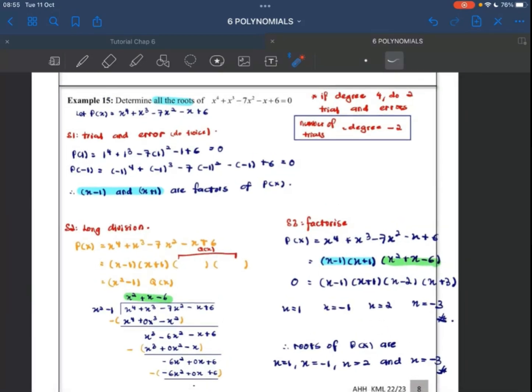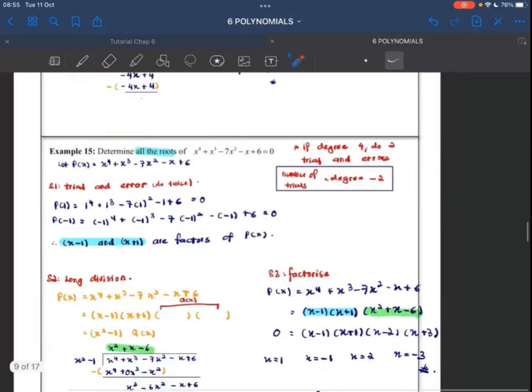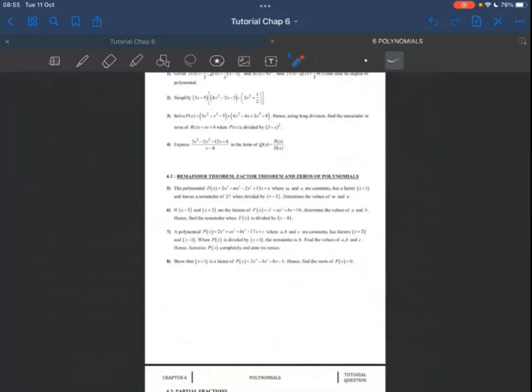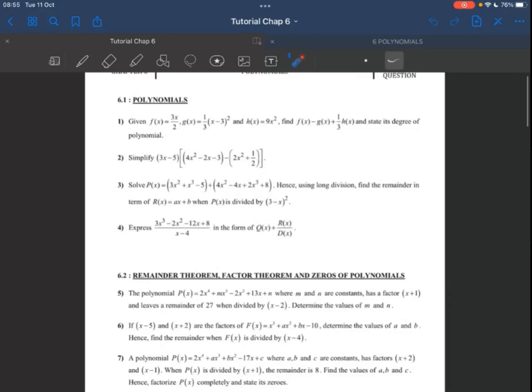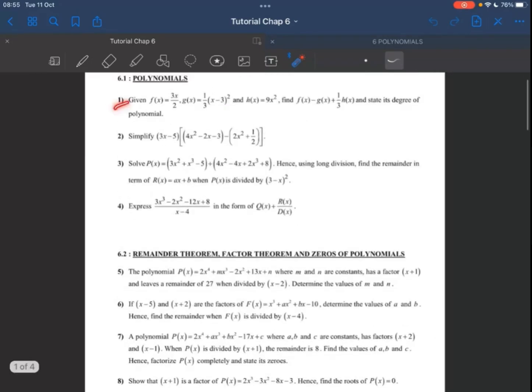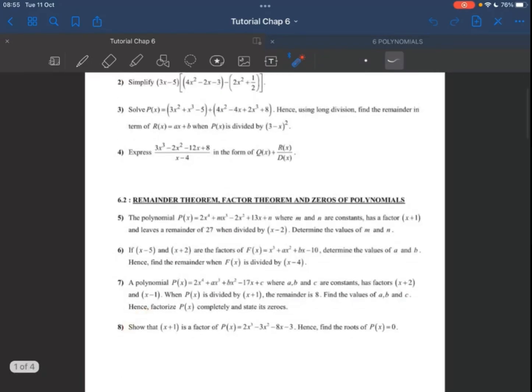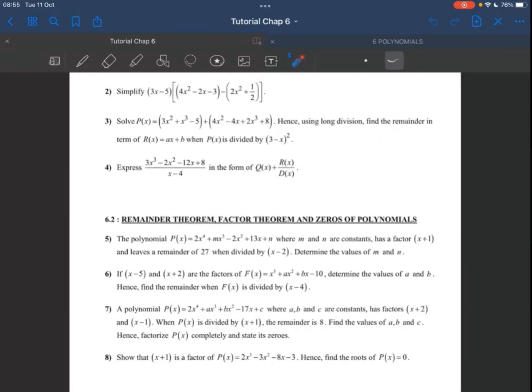Clear? Can you understand? Okay. Alright. So that is all for today. We have finished our polynomial up to 6.2. So basically the lecture is finished. You can answer these, 1 to 8 you can already answer. Okay, 1 until 8. So tomorrow we are going to discuss all of this, 1 until 8 of the tutorial.